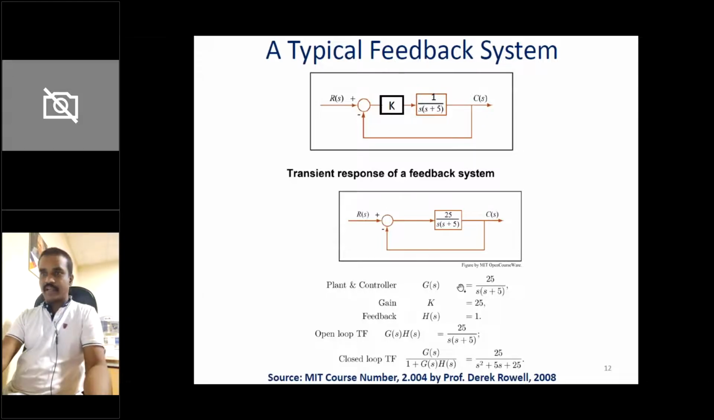If I substitute K equal to 25, I'll be getting... And in this feedback loop, there is no such sensor dynamics. So I can say that H equal to 1. The open loop transfer function, what we have seen there, is G into H. So G into H is 25 by this one. And the closed loop is G by 1 plus GH, 25 by this one.